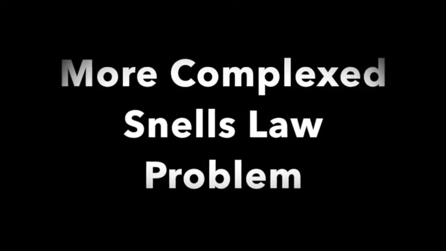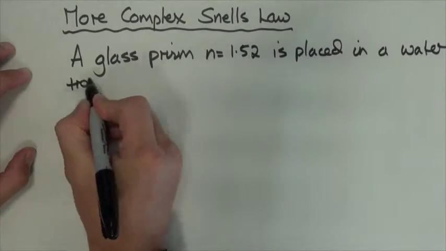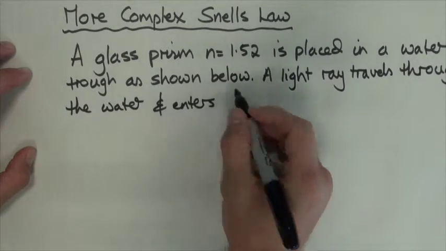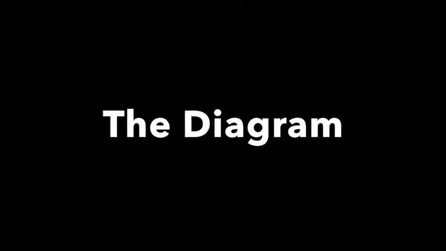In this video, we're going to look at a more complex Snell's law problem. So here's our scenario. Glass prism, 1.52 refractive index, in a water trough, where light travels through the water and enters the prism perpendicular to the surface. Here's the diagram.